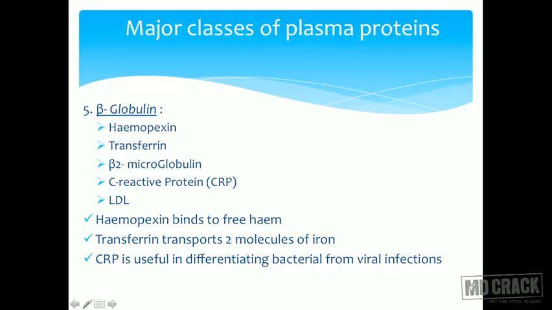Other than this, C-reactive protein nowadays can be estimated by a high sensitive reaction which we call HSCRP. This is useful in knowing about coronary artery diseases. I'll be talking about it later when I talk about the disease. So HSCRP is very important.